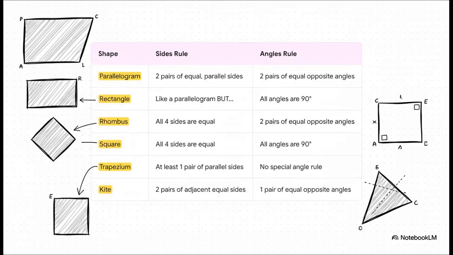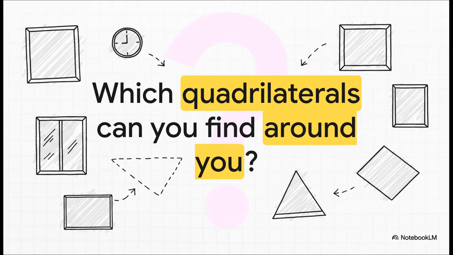A parallelogram, 2 pairs of parallel sides. A rectangle, that's a parallelogram with 4 90-degree angles. A rhombus, that's a parallelogram with 4 equal sides. A square, it does both. A trapezoid, it just needs 1 pair of parallel sides to get in. And the kite, it's the unique one, where the equal sides are next to each other. And there you have it, the whole family. And that is the entire quadrilateral family tree, all the way from the most basic to the most super special.